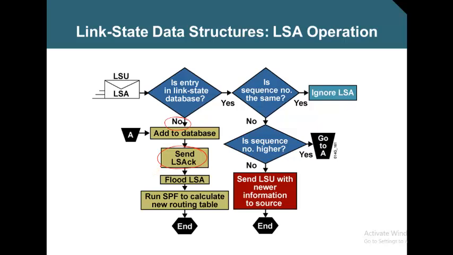After that, it will flood this information to the other routers. After flooding, you know what will happen. It will run that SPF algorithm. This process will happen. It finds its own best path and puts the path into the routing table. The end.